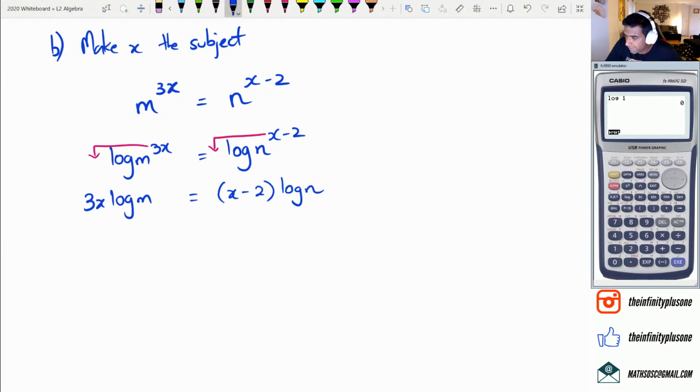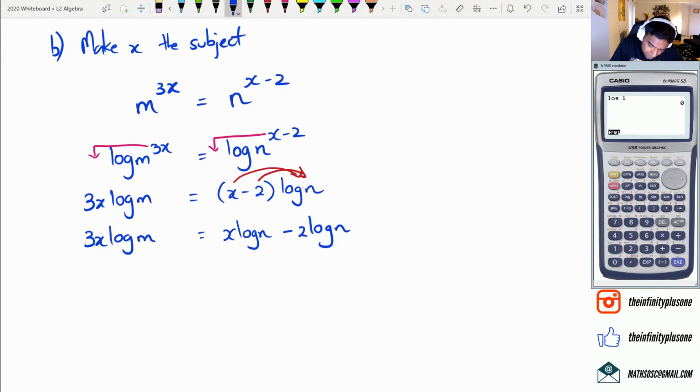At this point, what you need to do is expand the brackets on the right hand side. So we take x and multiply it with log n, and we end up with x log n. Then we take negative 2 and multiply it with log n, so we get negative 2 log n. On the other side, we still have 3x log m. All I've done is expand those brackets and written it almost like a linear equation.